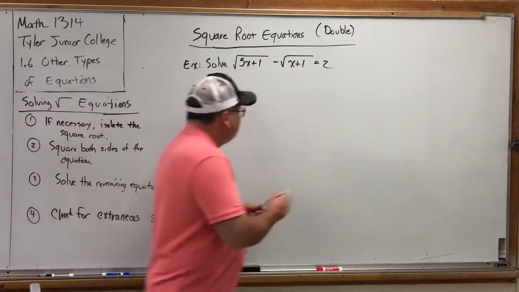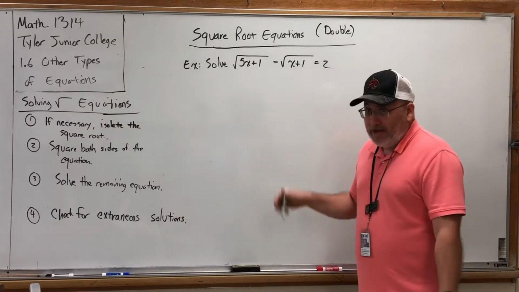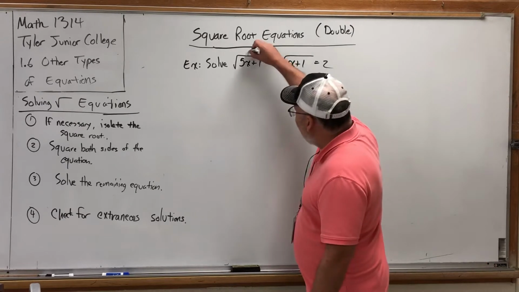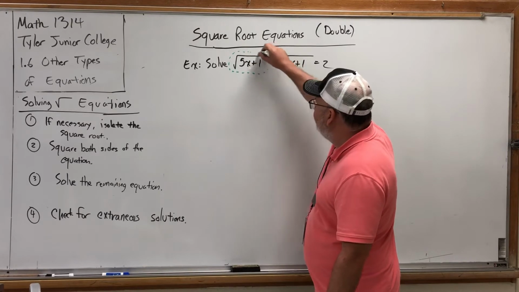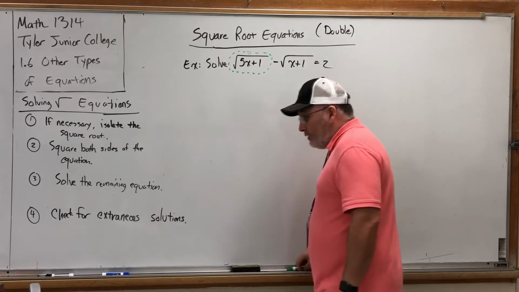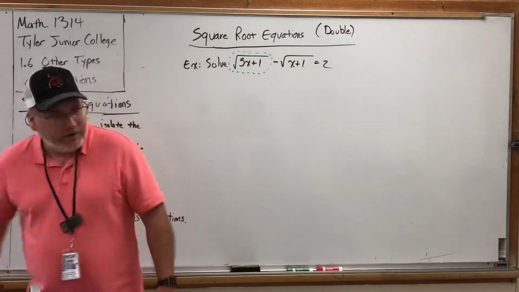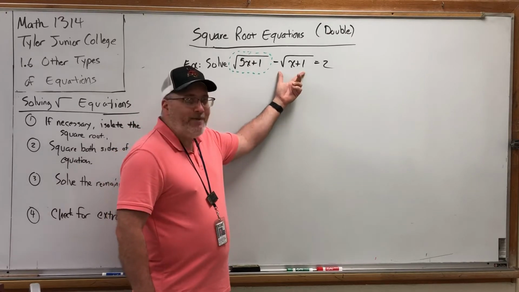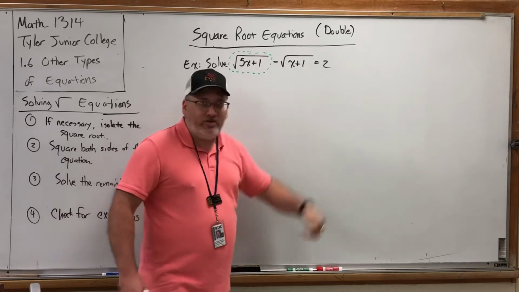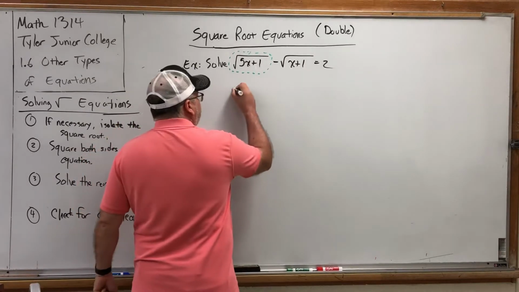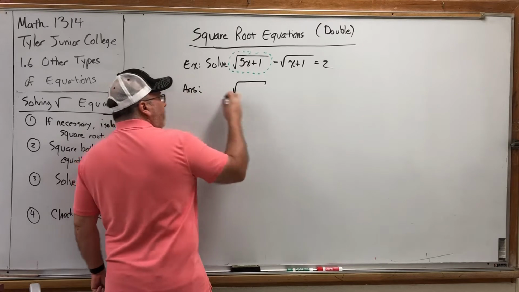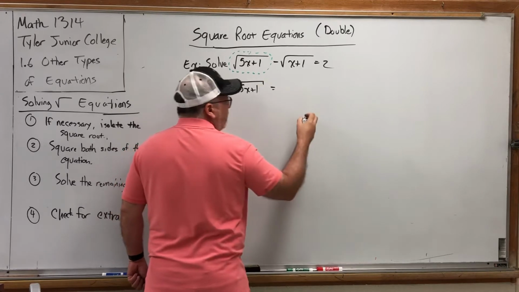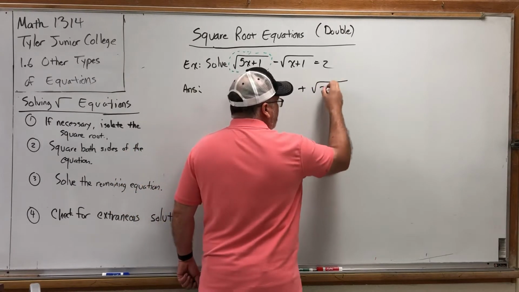Well, let's find out. If we follow the procedure that we already established, we need to isolate a square root. Which one do we want to isolate? Well, let's isolate the first one. Why not? I have to make a choice. By the way, either choice would work. I just happen to choose the first one. So we're going to move this one to the other side by adding it to both sides, and it becomes positive. We have the square root of 5x plus 1 is equal to 2 plus the square root of x plus 1.